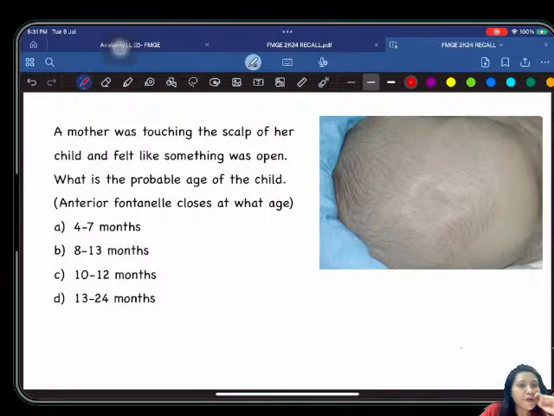Okay, so the question was, a mother was touching the scalp of her child, and it felt like something was open. Okay, in the anterior part something was open. So they have given what is the probable age of the child. So mostly the question was, the anterior fontanelle closes at what age.